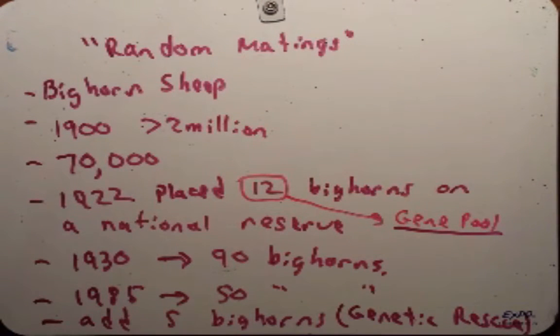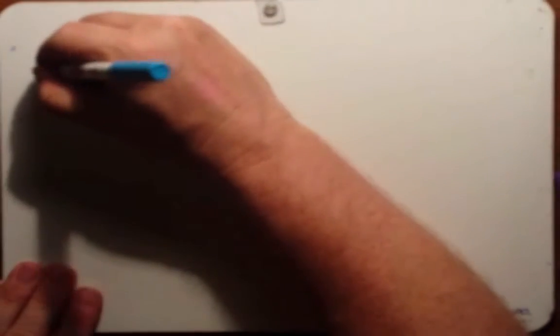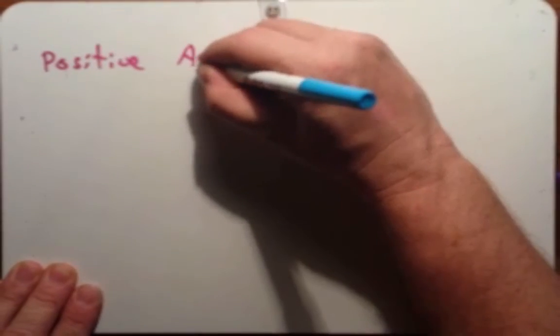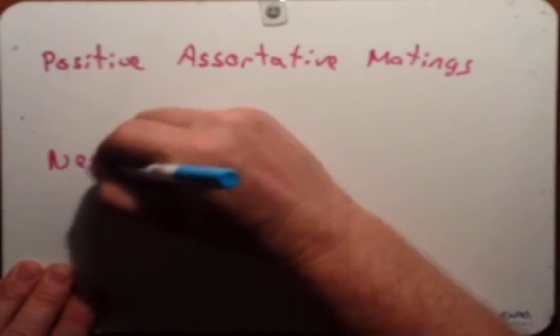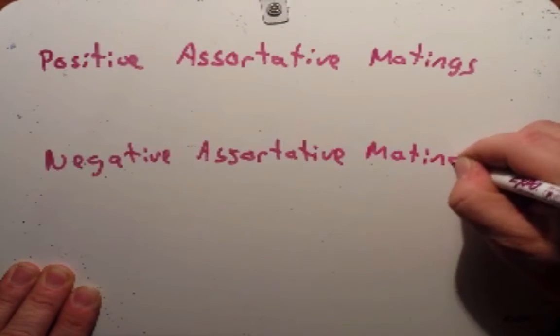So with that as our backdrop, let's talk about the problems of having non-random matings. This, of course, is showing one example of it where you had these 12 sheep that were inbred, and the progeny were then further inbred. And let's talk about these two terms called positive assortative matings and then negative assortative matings.